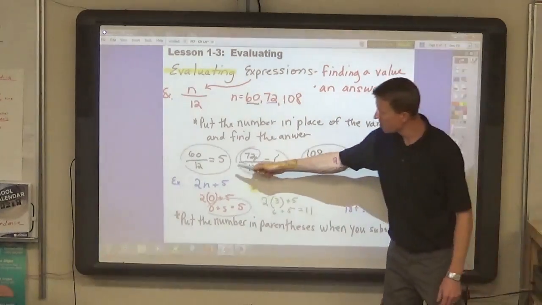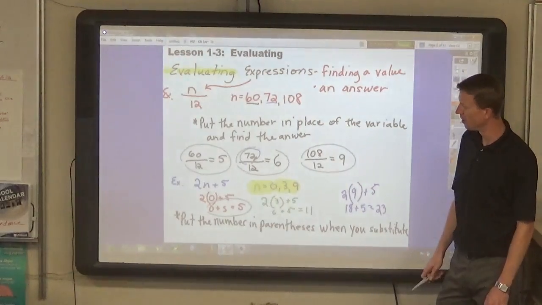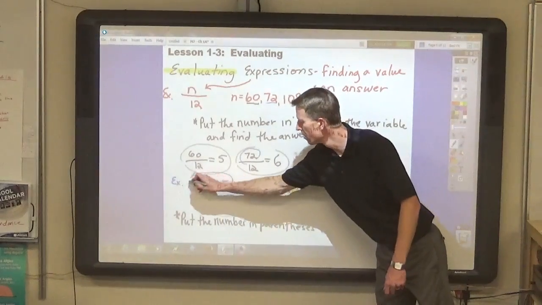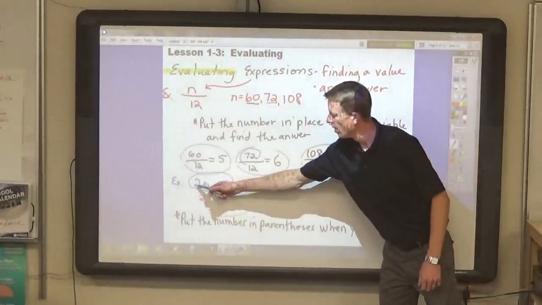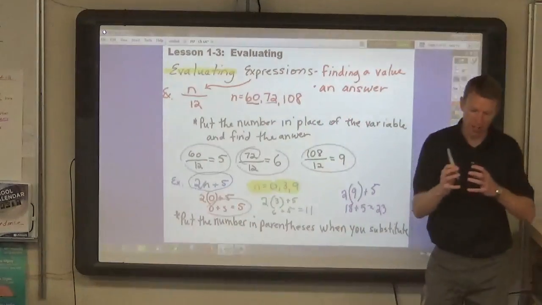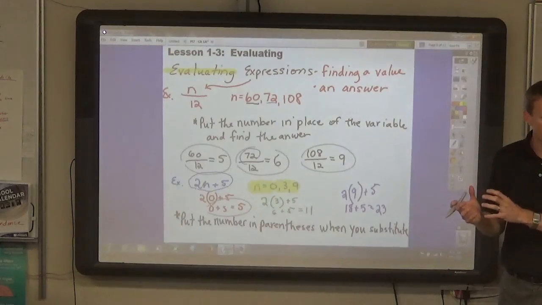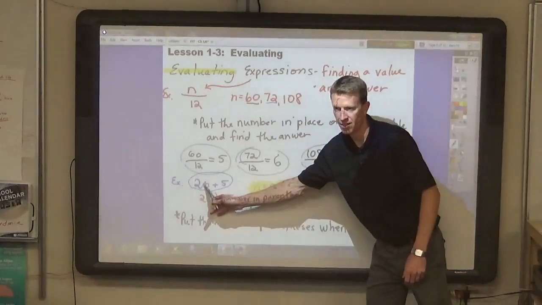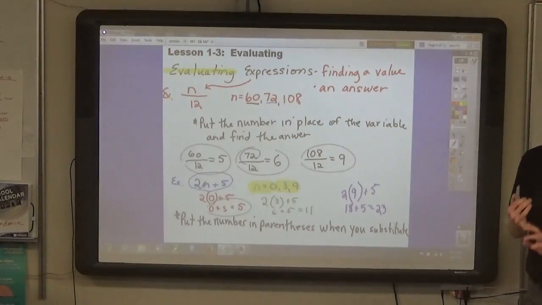It's not always just one step though. Look at the second example. The expression we're starting with is 2n plus 5. Now, when the number and the variable are next to each other, you have to remember that that means the operation multiplication. That means to multiply 2 times n. And because of the order of operations, you know you have to multiply before adding.